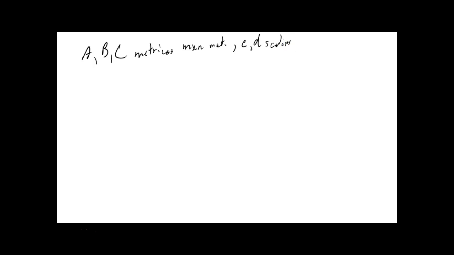Any old scalar, positive, negative, fraction, decimal, rational, irrational, any real scalar. Then the following properties are true. We've already shown this one. A plus B, as long as they're the same size matrices, you can add them, and they'll be the same result as if you did B plus A. And again, that's the commutative property of matrix addition.